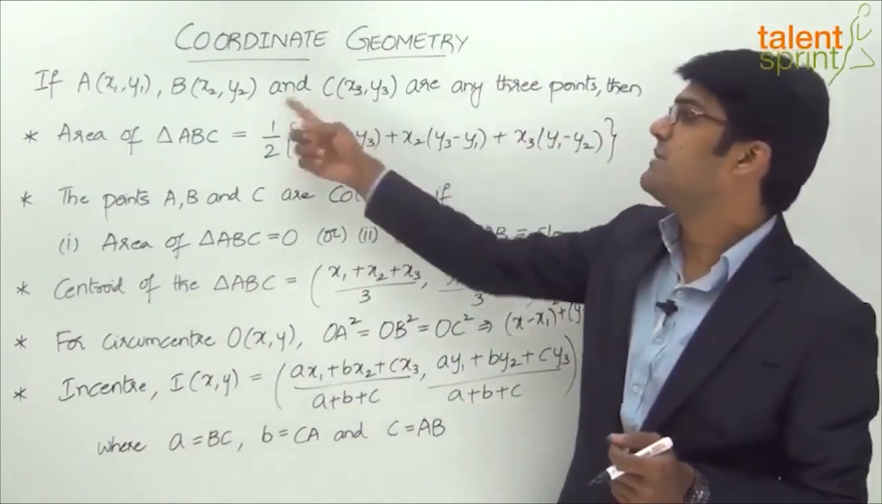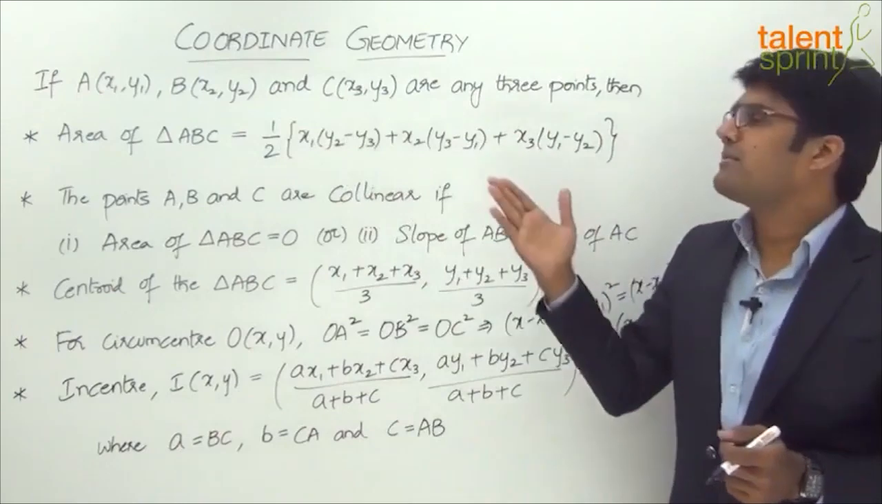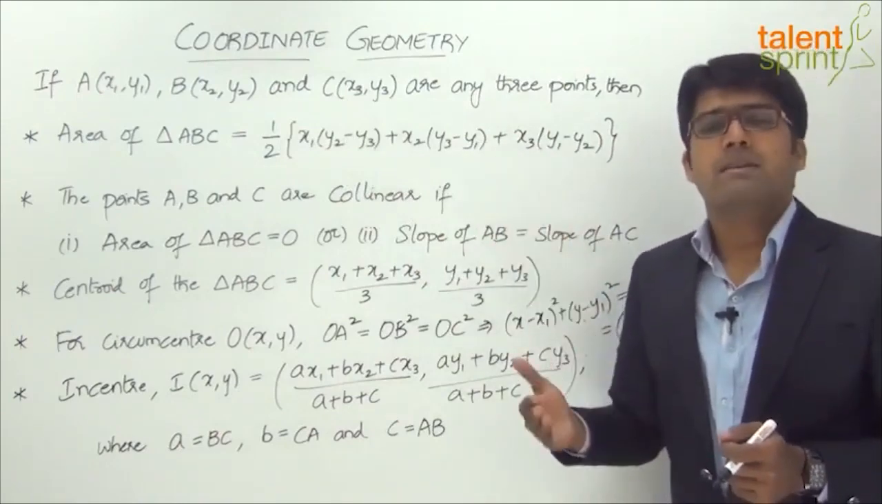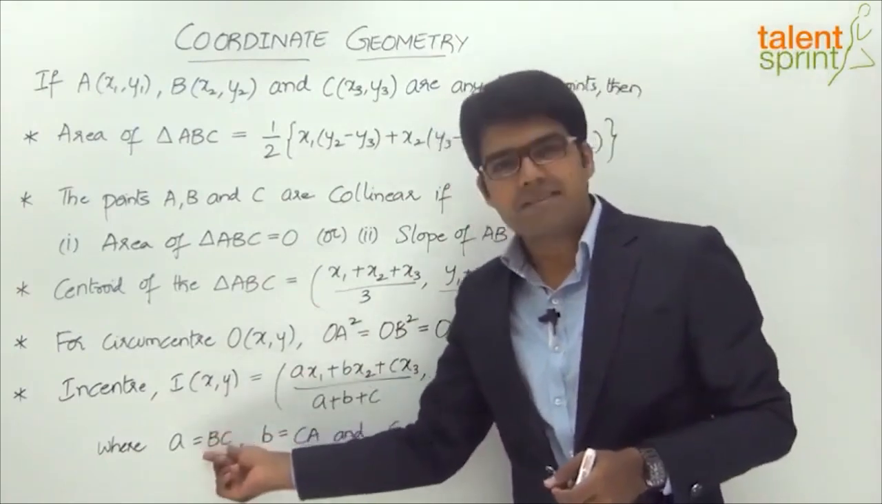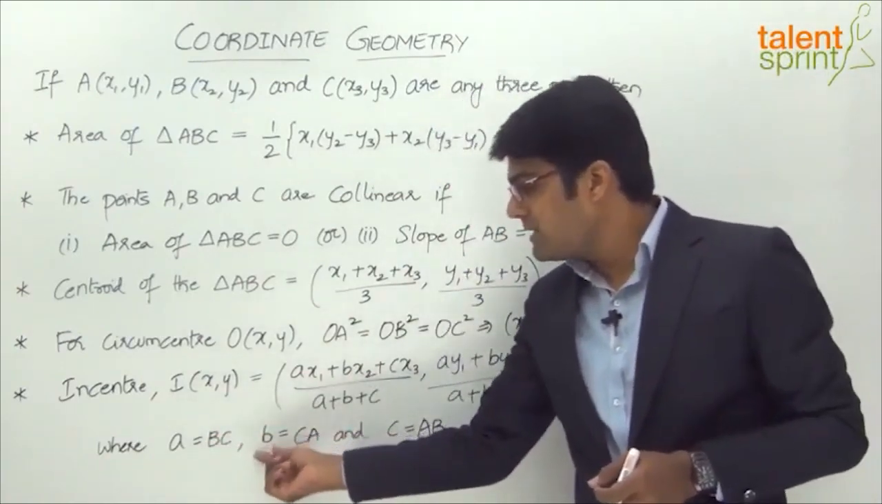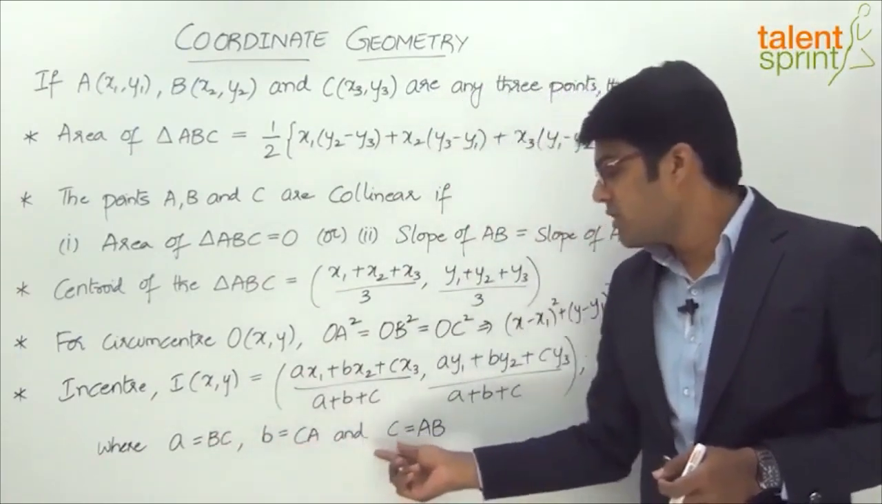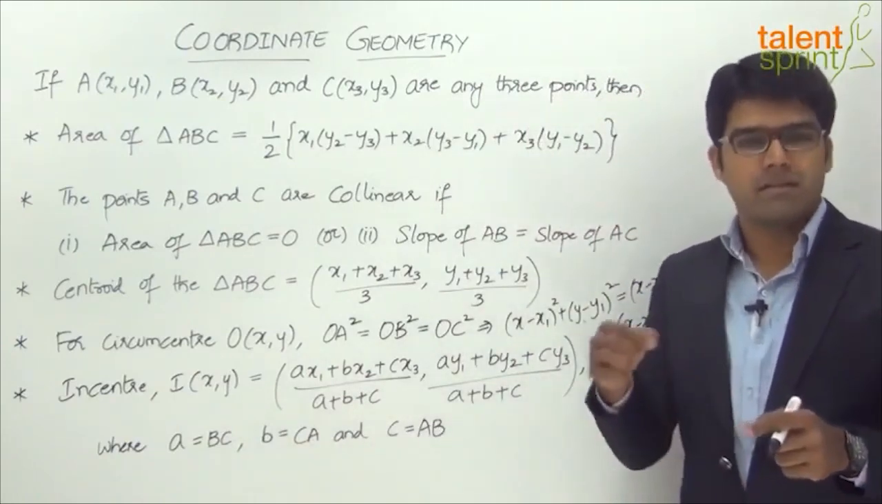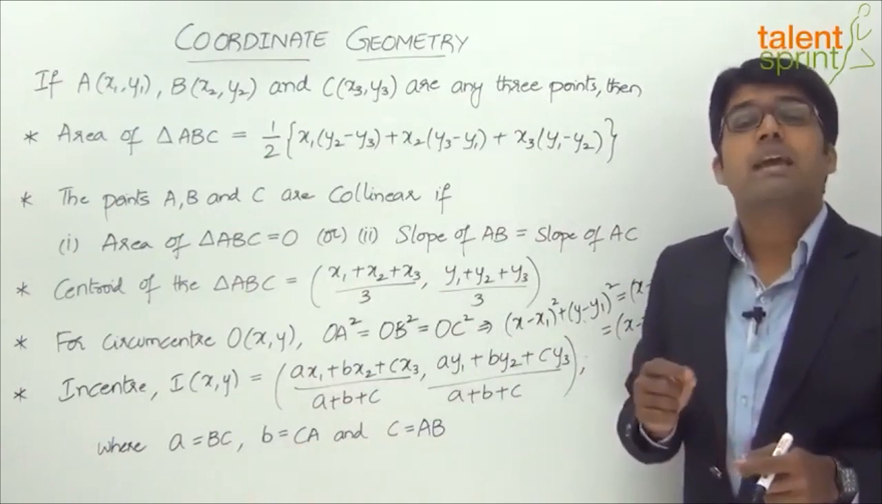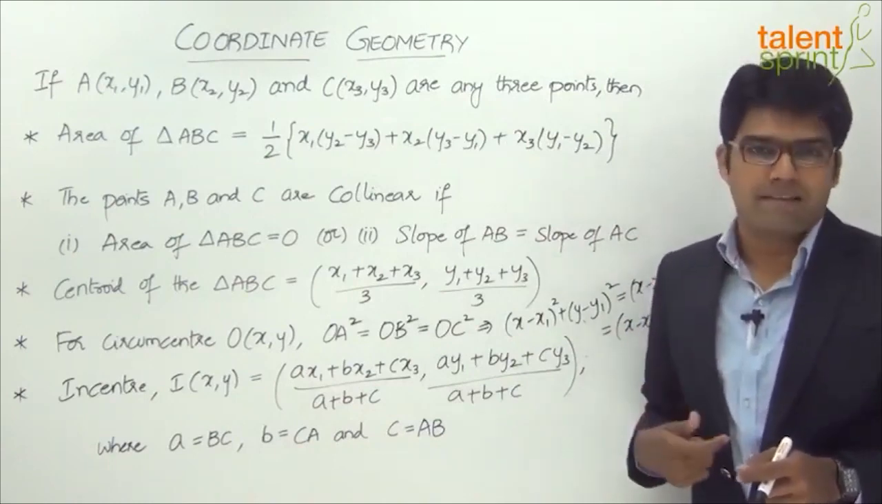The distance between the 2 points B and C can be taken as root over x2 minus x3 whole square plus y2 minus y3 whole square. So small a is the length of the side BC. Likewise, small b is the length of the side CA, and small c is the length of the side AB. So when we have the triangle ABC, where the three vertices are given, we first need to calculate all the three lengths of the sides, right?